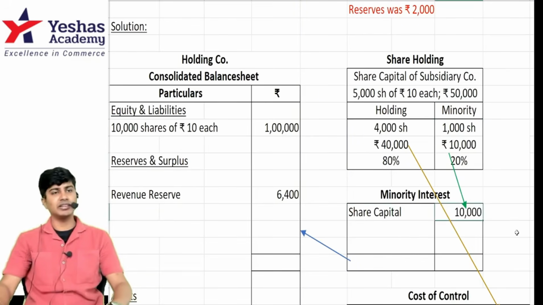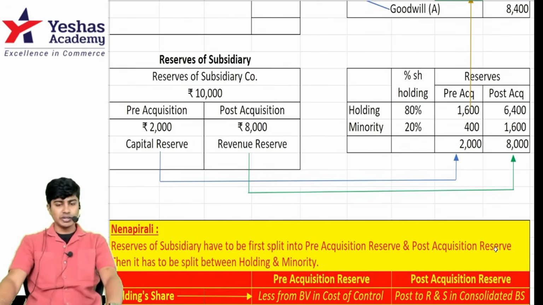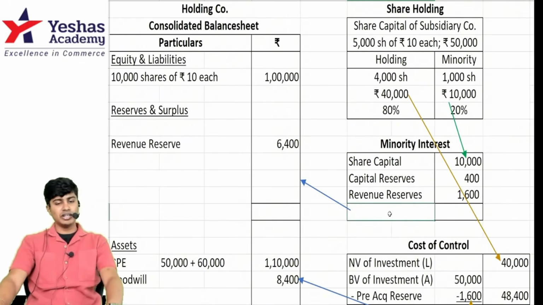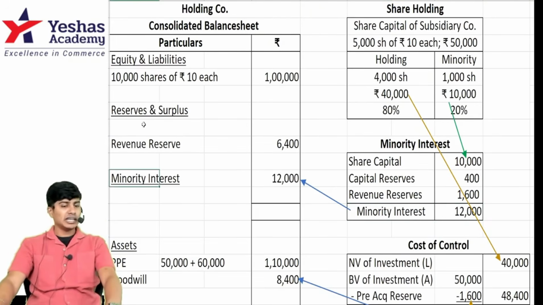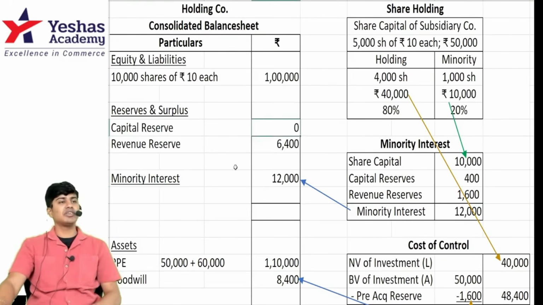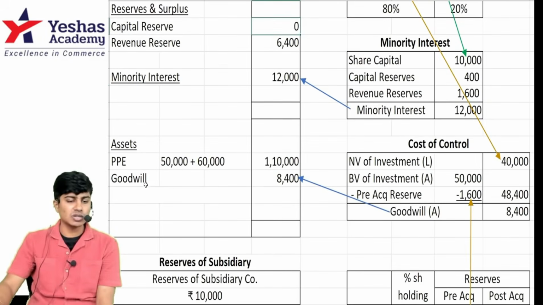Share capital 10,000. Revenue reserve and capital reserve. Revenue reserve is 1,600. Capital reserve is 400. So how did you get here? Capital reserve 400. Revenue reserve 1,600. Add. Total minority interest will become 12,000. I'll write 12,000 to my consolidated balance sheet. Capital reserve is not there. If it was there, I would have written. It's not there in this case because there is goodwill.